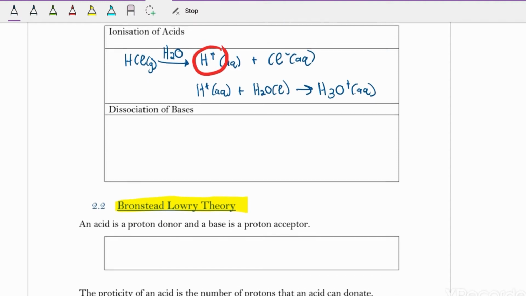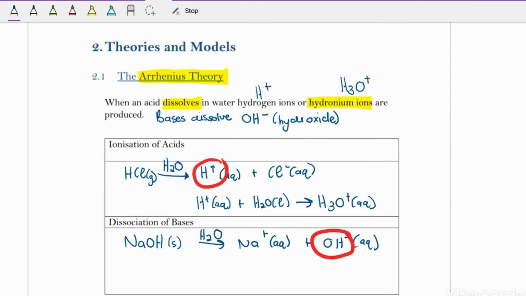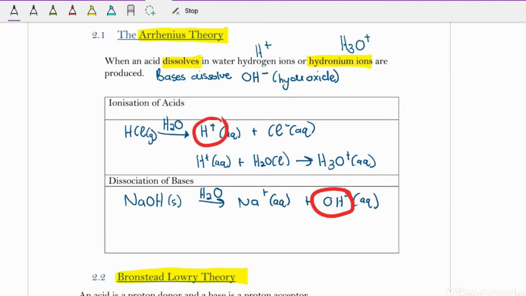When you look at bases that dissociate, which means they break apart, and you add water to that, it's going to break apart into ions as well. In this case, the most important thing to note is the fact that you produce hydroxide ions. So that's the main difference between the ionization of acids and dissociation of bases, and how we can explain it based on the Arrhenius theory.